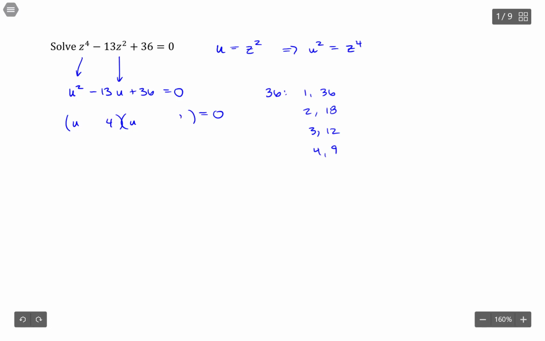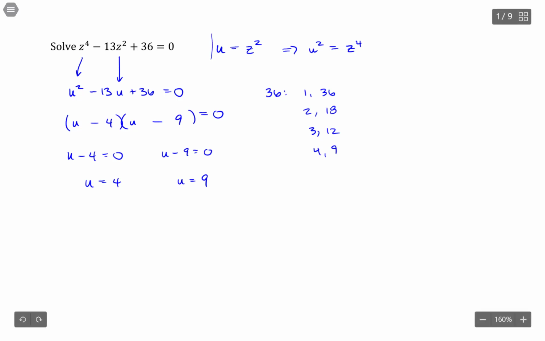So 4 and 9. If these are both minus, then that would be a negative times a negative, which would give me a positive 36, but add to negative 13u. So now I have this factored in two linear factors. I can set each of those linear factors equal to 0 and continue solving. So that means u is equal to 4, or u is equal to 9.